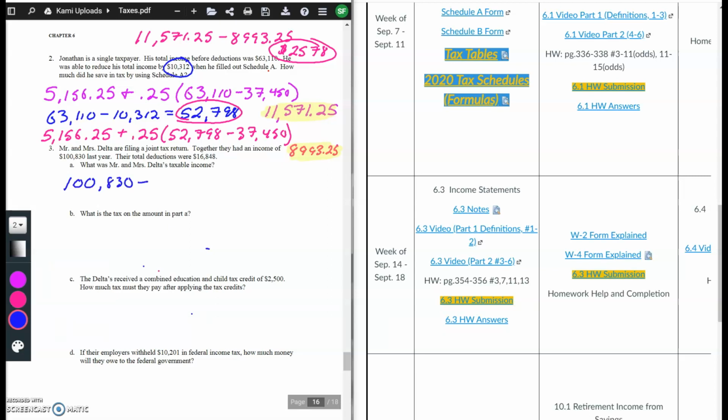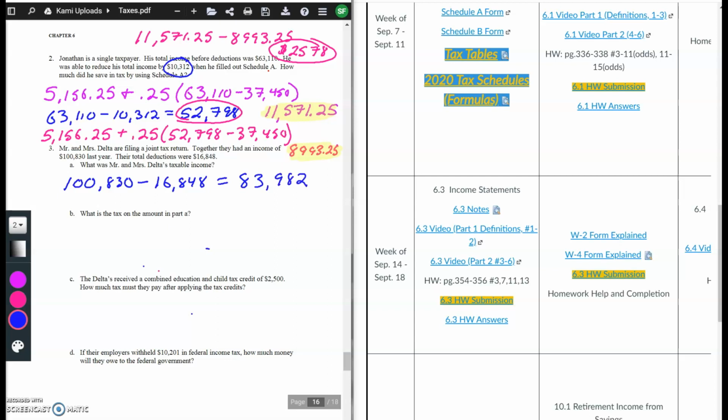$100,830 and subtract off all the deductions, because you're not taxed on the deductions. The more deductions you have, the better. That lowers your overall tax burden. So 100,830 minus 16,848 gives you a taxable income of 83,982. Now it says, what was the tax on the amount in Part A?